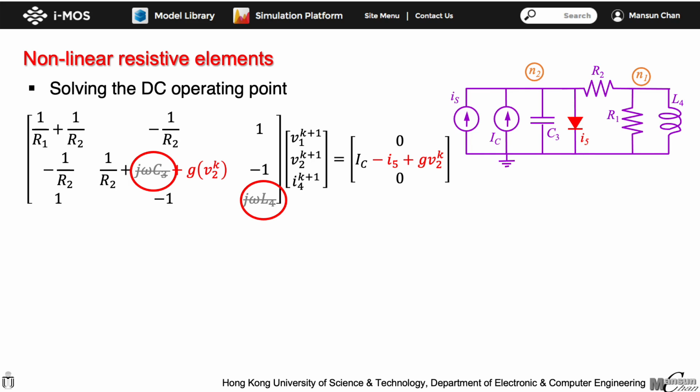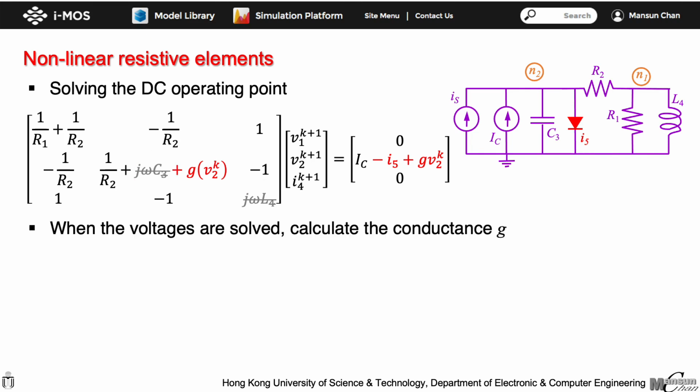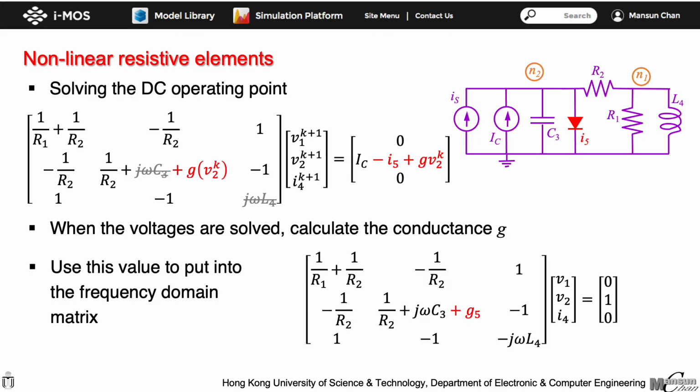All the state variables will be solved by iterations performed by the simulator. Once all the voltages are found, the conductance G can be calculated. After solving for the conductance G, the contributions of the nonlinear element besides G are removed. It is because the nonlinear element is linearized and replaced by a resistor. The value of G is now known and can be treated as a constant.